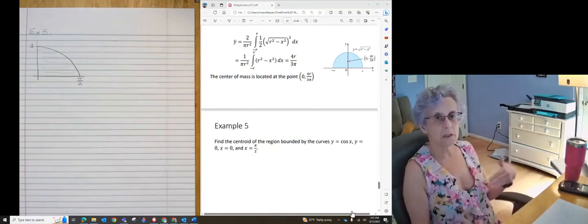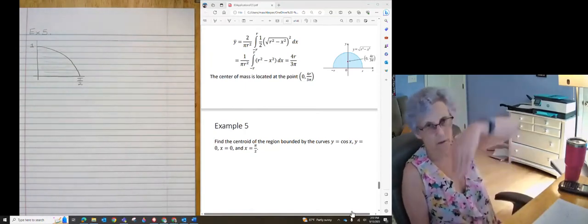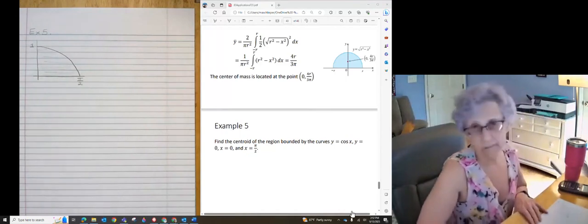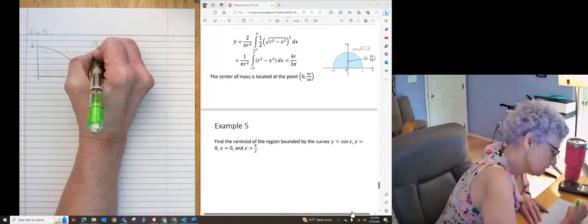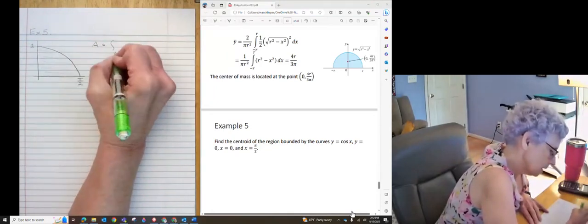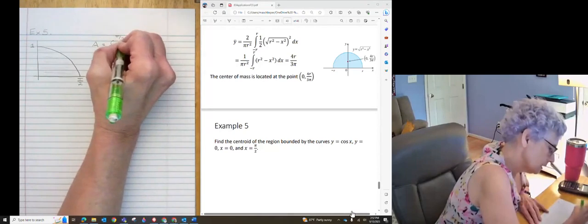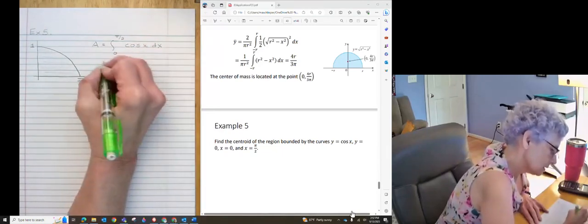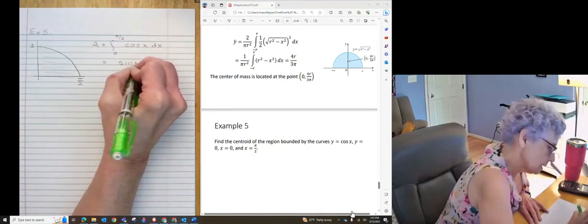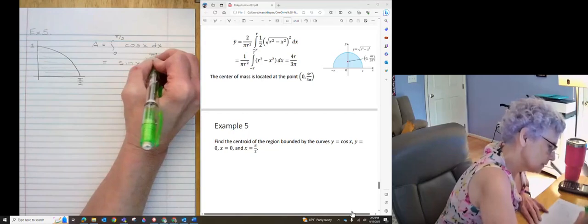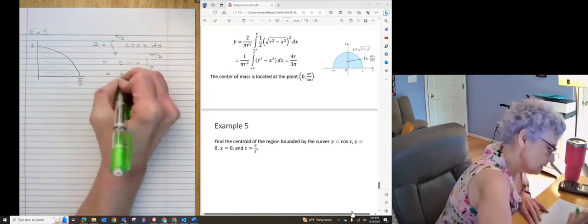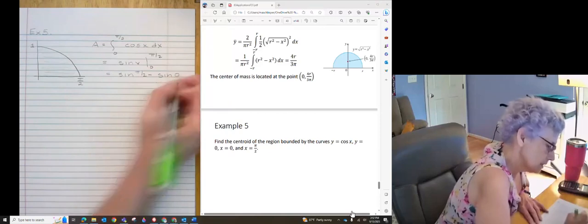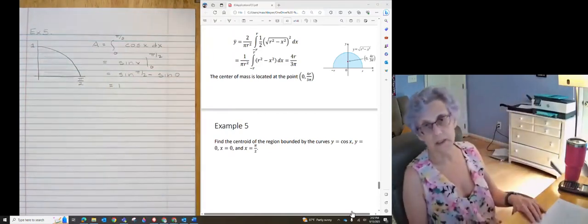We're going to pretend like my graph looks like cosine and not just like a quarter circle. You know, cosine goes like that. It should have some change in concavity, but mine doesn't. That's okay. First thing I'm going to do is find my area. I'm going from 0 to pi halves, cosine x dx. So that would be sine x evaluated from 0 to pi halves. So that's sine of pi halves minus sine of 0, which is 1.